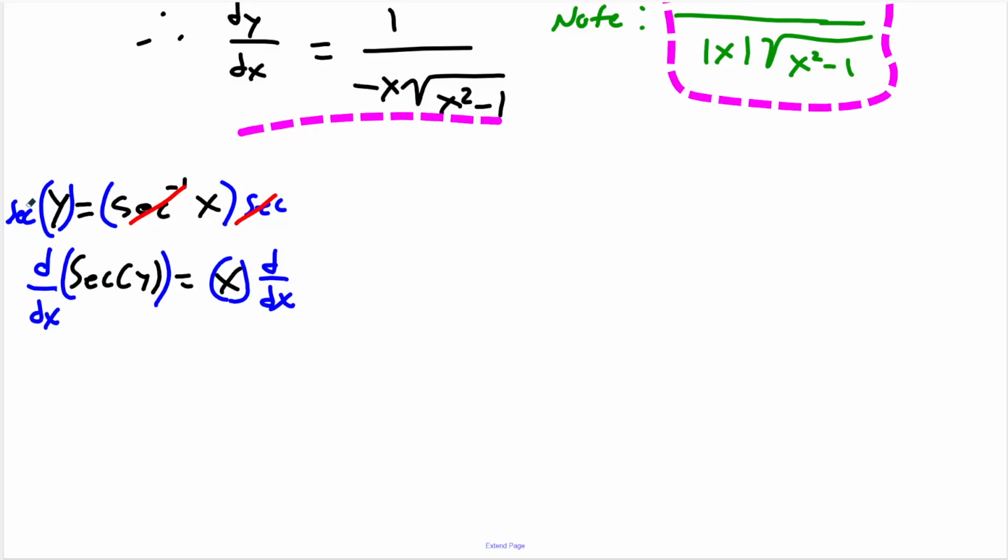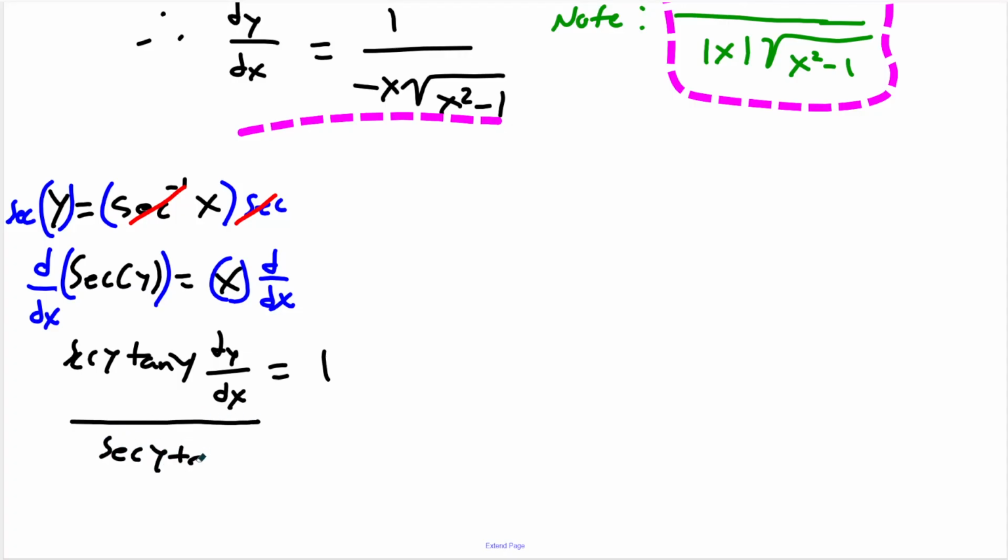secant. Derivative of secant is secant tangent, right? Secant y, tangent y, dy dx. If you do not know how I got that, again, watch the video I made 2 videos ago, which goes over how to get these derivatives. So dy dx equals 1. We want to isolate dy dx, so we divide by secant y tangent y on both sides.